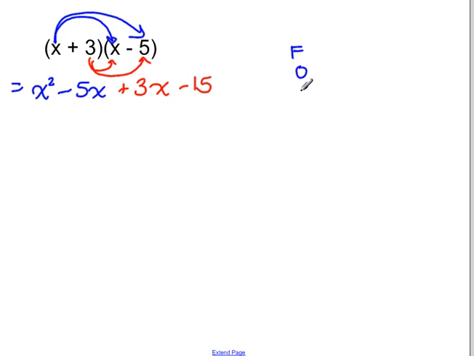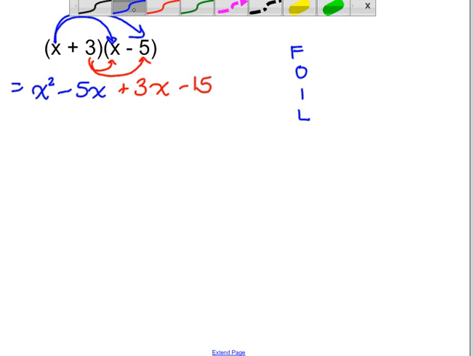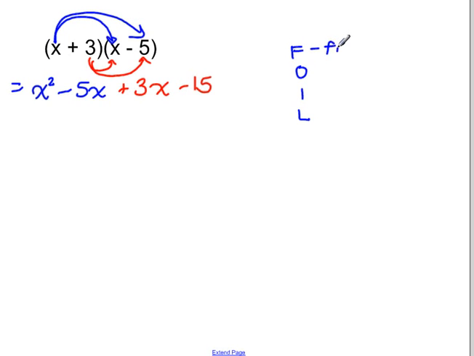You may have heard of something before called FOIL. This is a little acronym for remembering how to do binomial distribution. The F stands for first. Take the first term in each and multiply. In this case, that would be your x times your x. That represents your F, or your first. The O stands for outside. So take the outside terms, in this case the x and the negative 5, and multiply them.